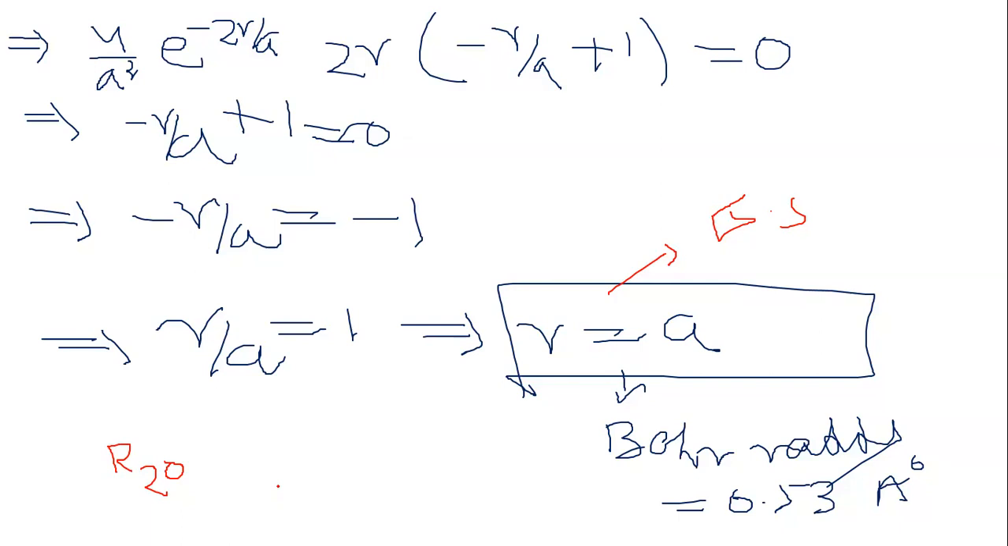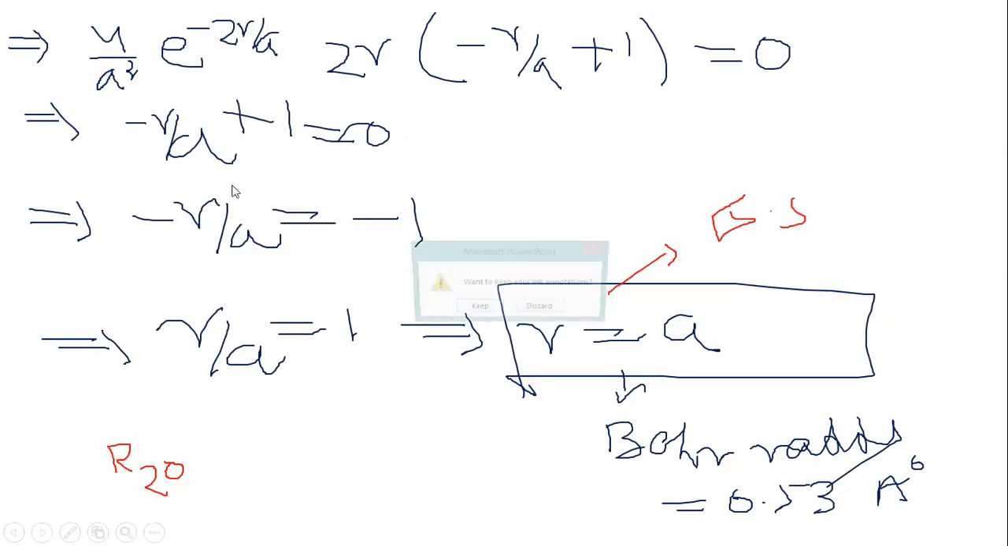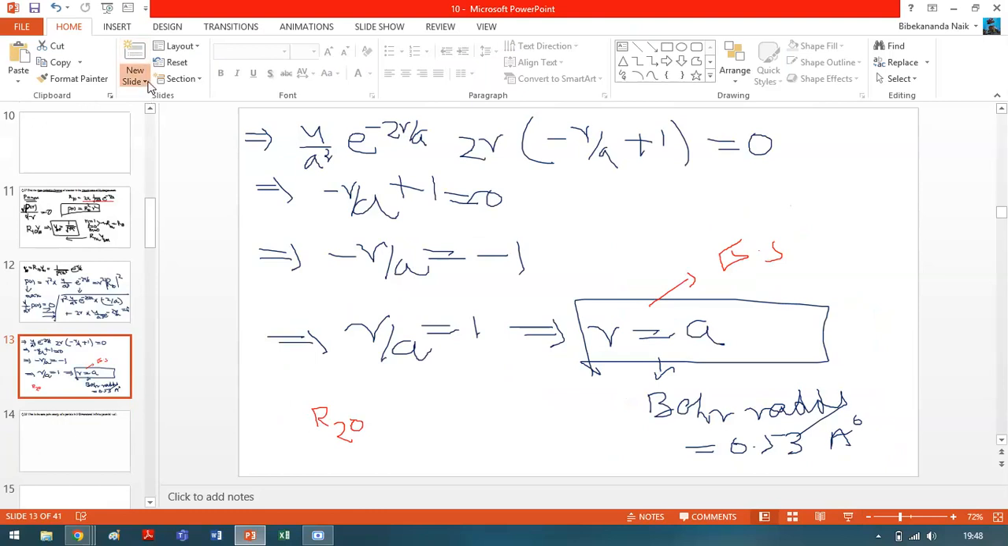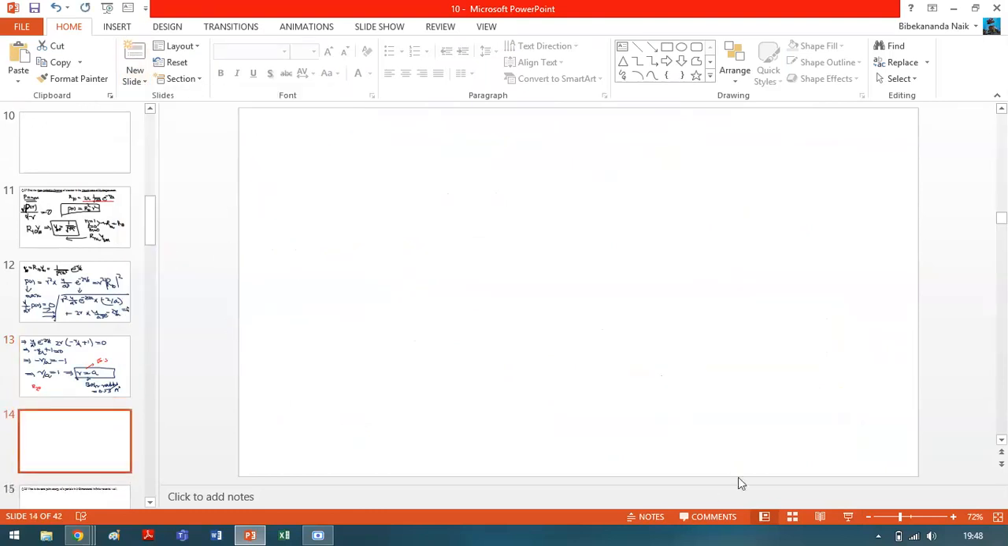But simply we can calculate it easily, if you remember the formula. Let me add another slide. If you remember from Bohr's theory of hydrogen atom, the value of r was n squared h squared epsilon 0 by pi m e squared.